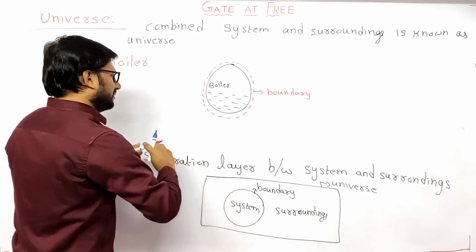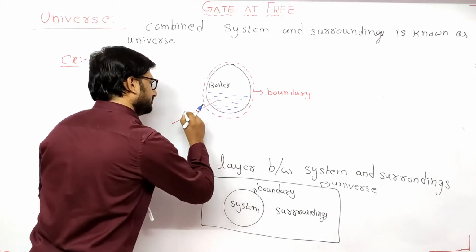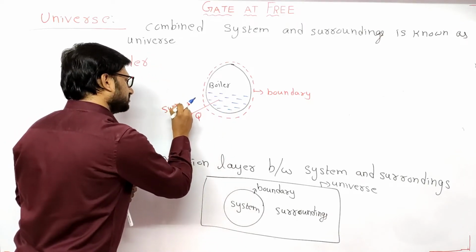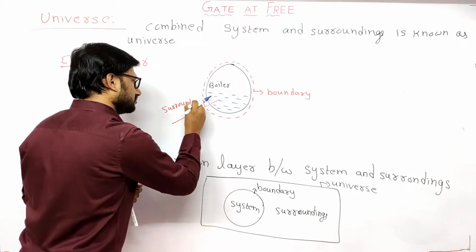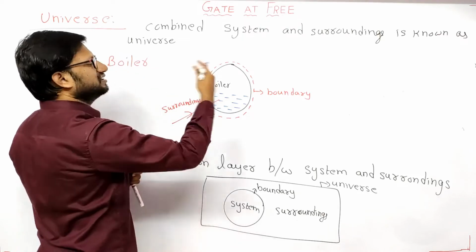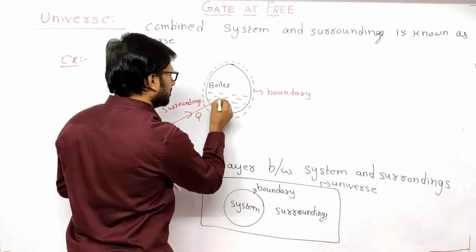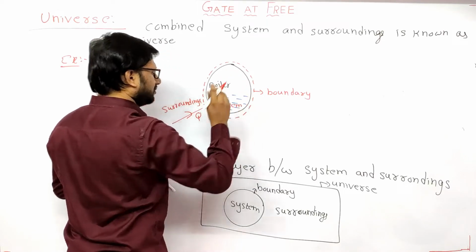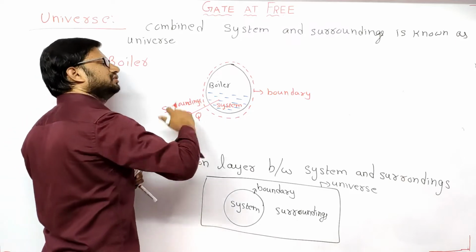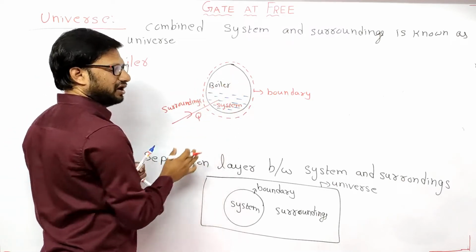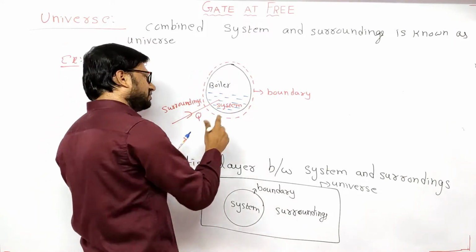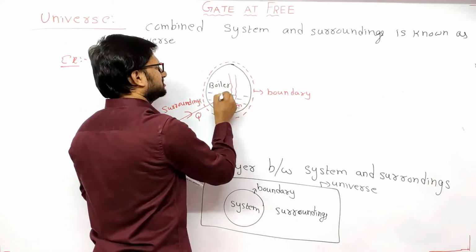Now we know that by supplying heat from the surroundings to the system, what is our system here? Boiler. Now by supplying heat from surroundings to the system, that is the boiler, the water absorbs heat and converts into steam.